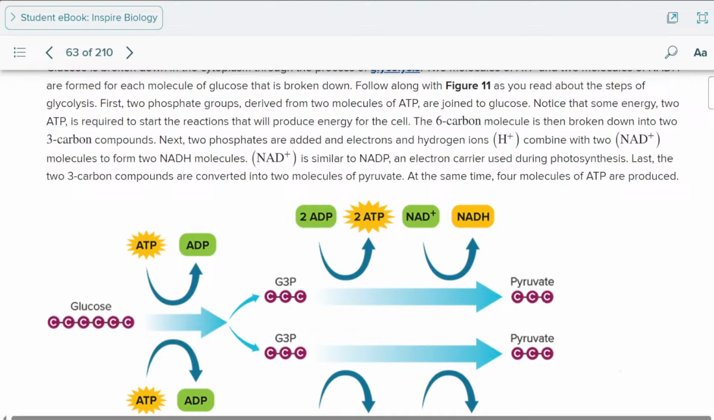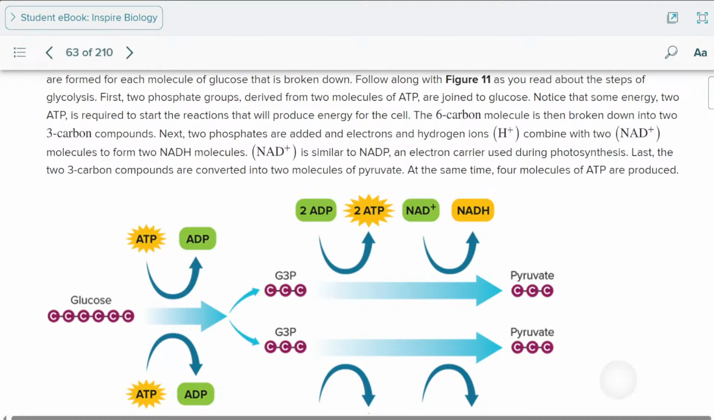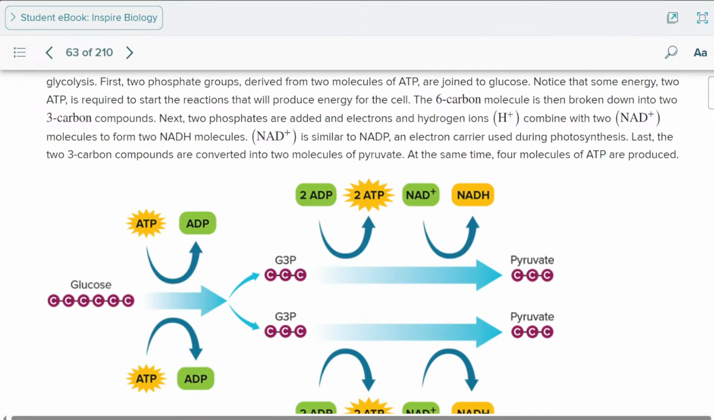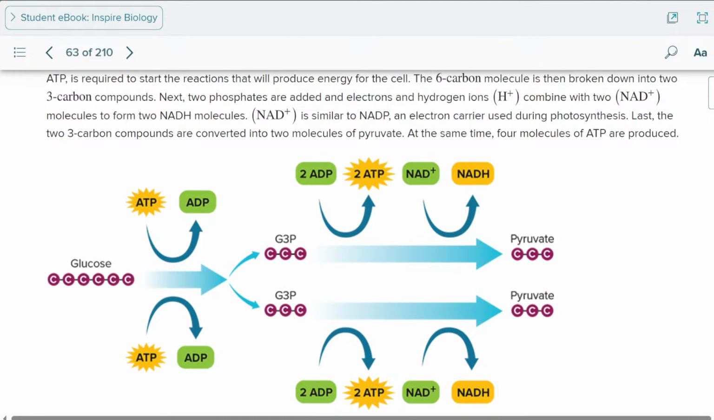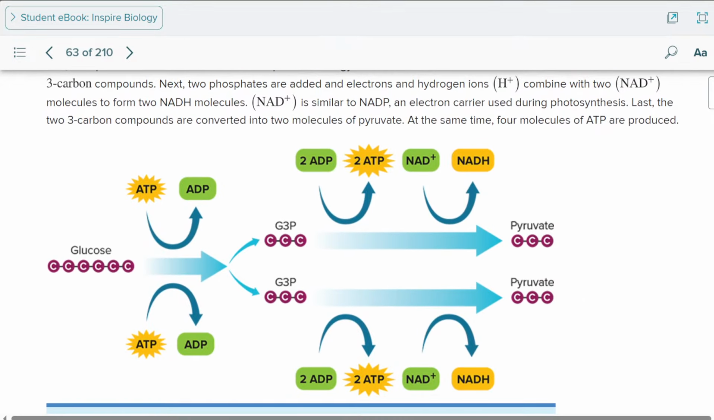In this figure 11, we're going to follow along as we read about the steps. First, 2 phosphate groups derived from 2 molecules of adenosine triphosphate are joined to glucose. Notice that some of the energy from ATP is required to start the reaction that produces energy for the cell. As you saw earlier, the 6 carbon molecule is broken down into 3 carbon compounds, and the 2 phosphates are added, and electrons and hydrogen ions combine with 2 NAD plus molecules to form 2 NADH molecules.